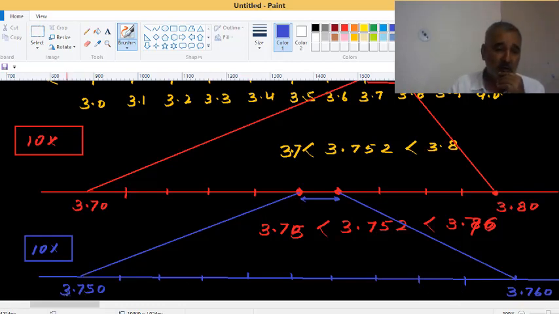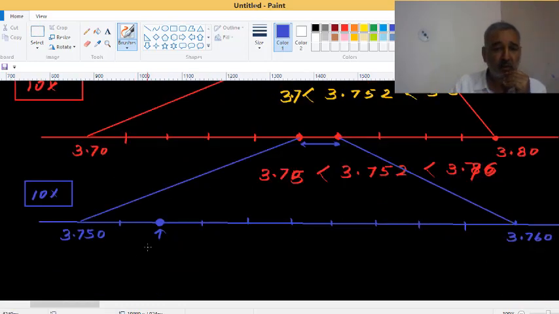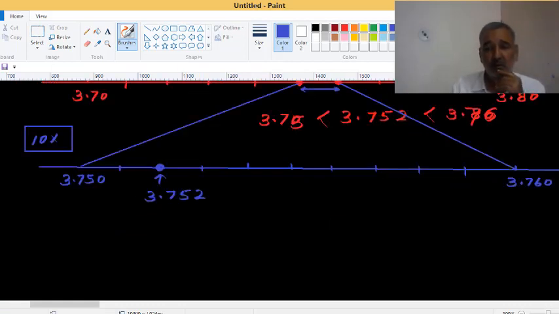Starting from 3.750, this is 3.751 and finally it will be your point. This point will represent number 3.752. So I am giving you another question for this, its replacement.